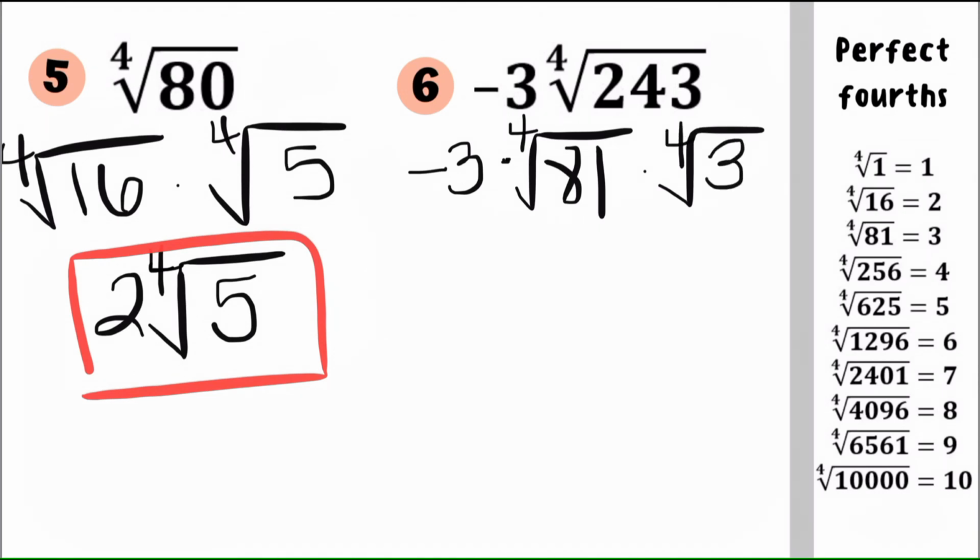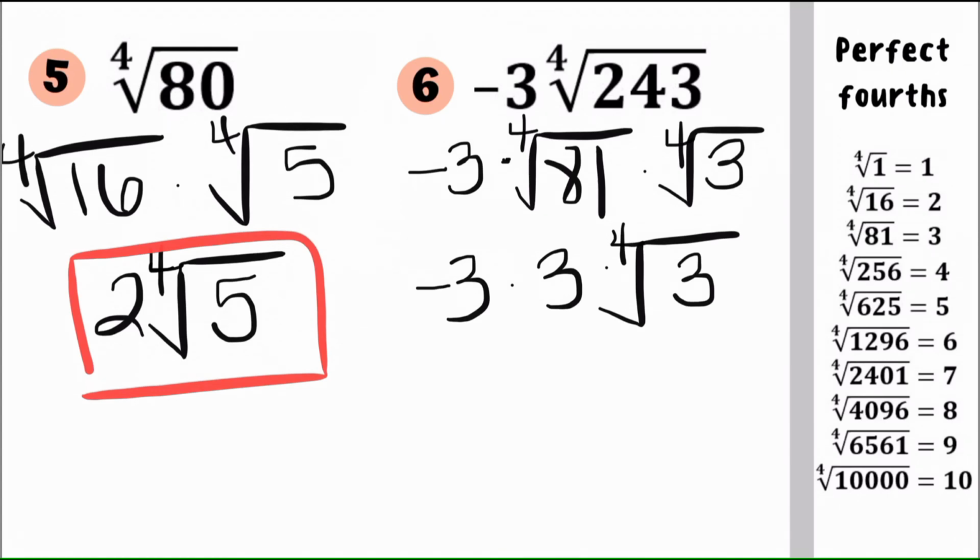And the fourth root of 81 is 3, so this becomes negative 3 times 3 times the fourth root of 3. And negative 3 times 3 is negative 9, so this is negative 9 fourth root of 3. And that is my answer.